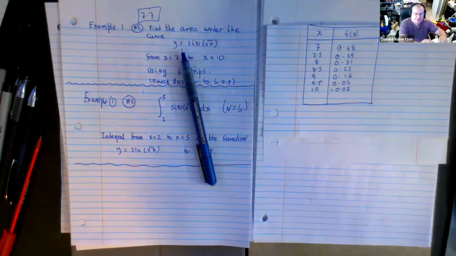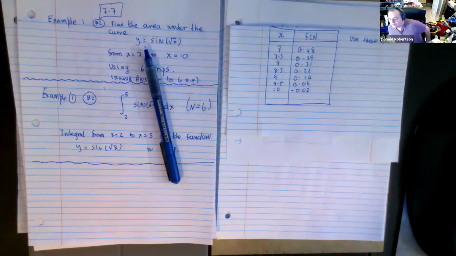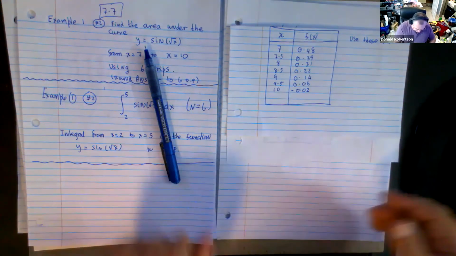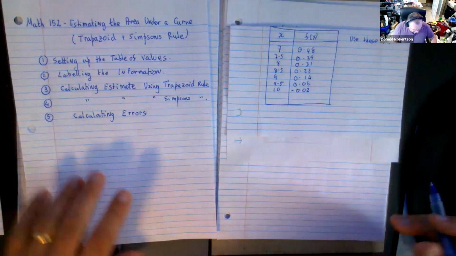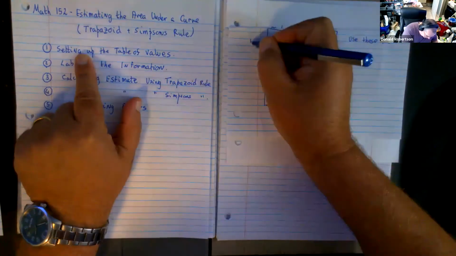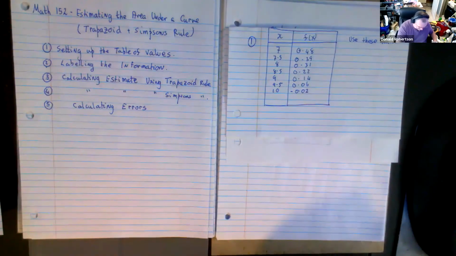Right. From 7 to 10. Your homework question might be 3 to 9 and 5 to 15, or who knows. So your table's going to look slightly different than mine. And that's basically number 1 done. How to set up the table.